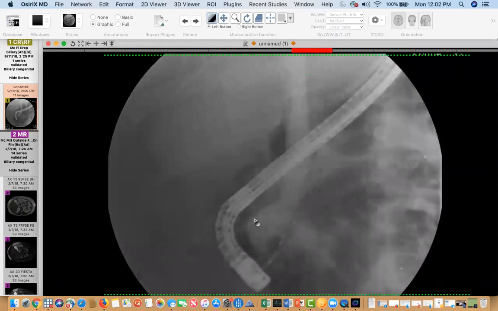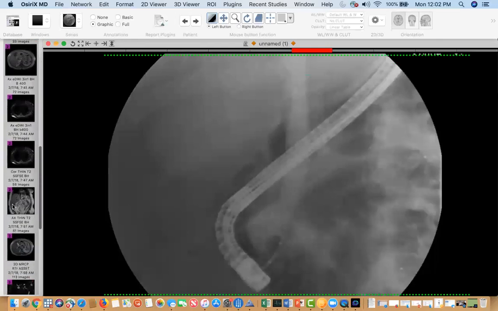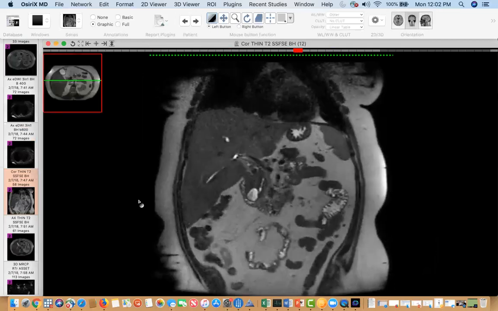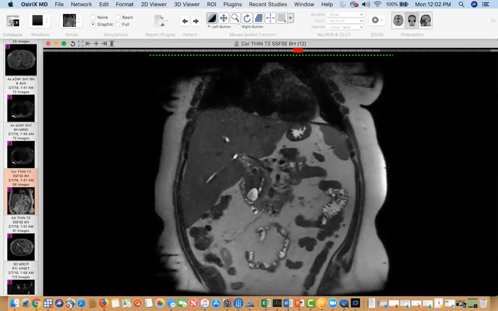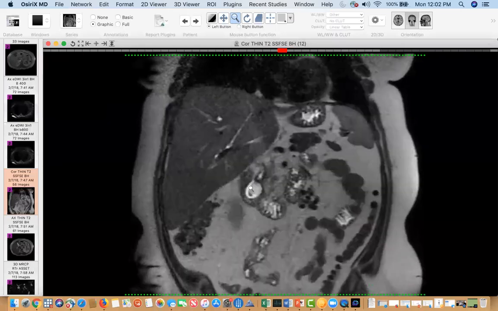So there's a dilatation of the distal CBD right here. And so there's a really beautiful MR correlate right there. Oh, beautiful. So a choledochocele is, there it is, there it is.